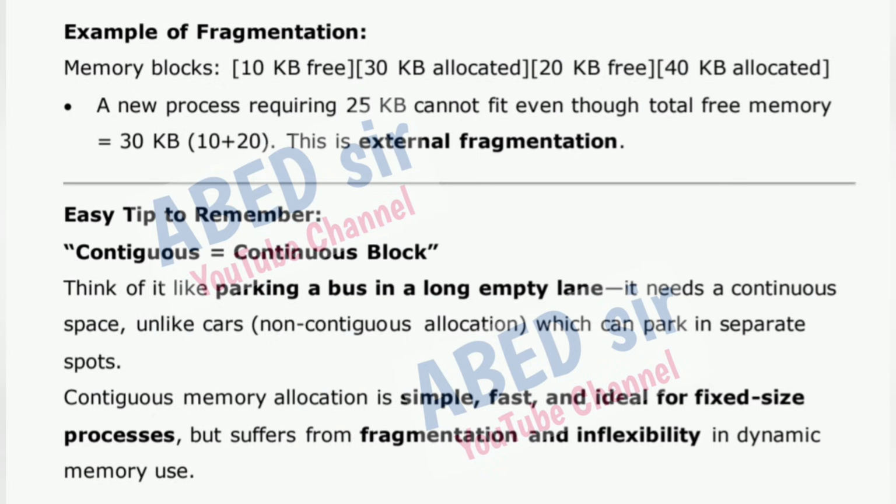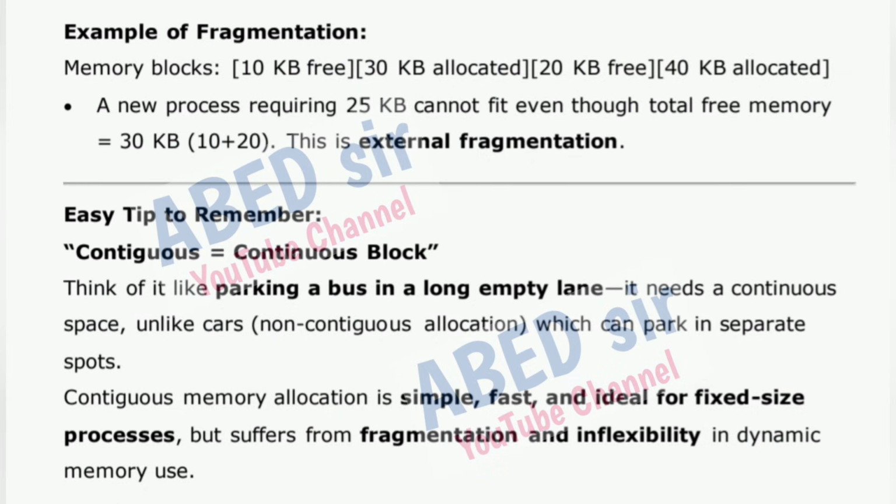Example of fragmentation. Memory blocks: 10 kilobytes free, 30 kilobytes allocated, 20 kilobytes free, 40 kilobytes allocated. A new process requiring 25 kilobytes cannot fit even though total free memory is equal to 30 kilobytes, 10 plus 20. This is external fragmentation.